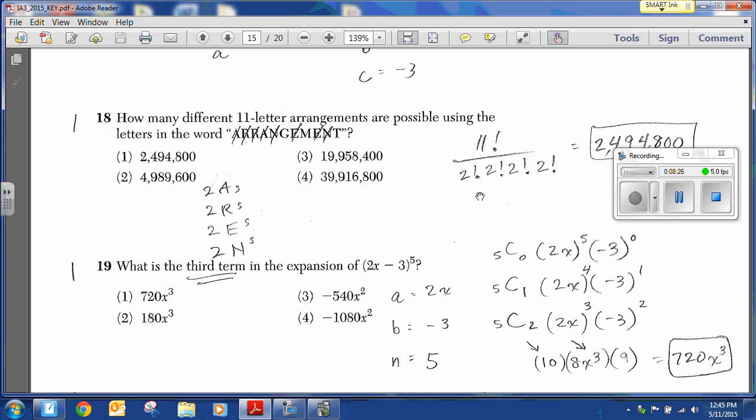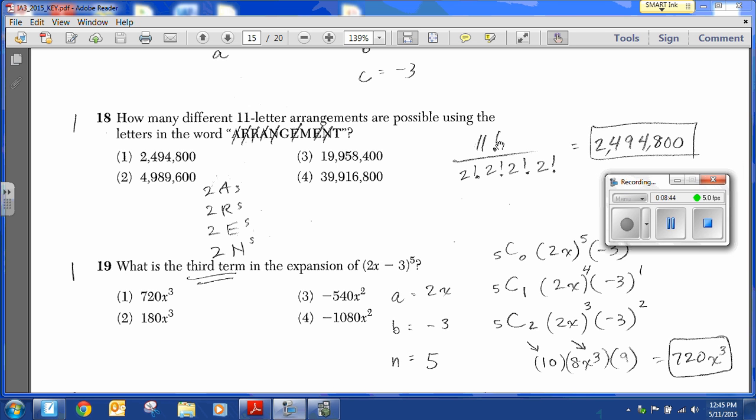Number 18, how many different letter arrangements? 11 letter arrangements are possible using the letters in the word arrangement. So arrangement has 2 A's, 2 R's, 2 E's, and 2 N's. So this is the way we solve. We type in 11 factorial divided by, right? So the numerator is the original number of letters in the word. The denominator is composed of each of the repeated letters factorial times each other.